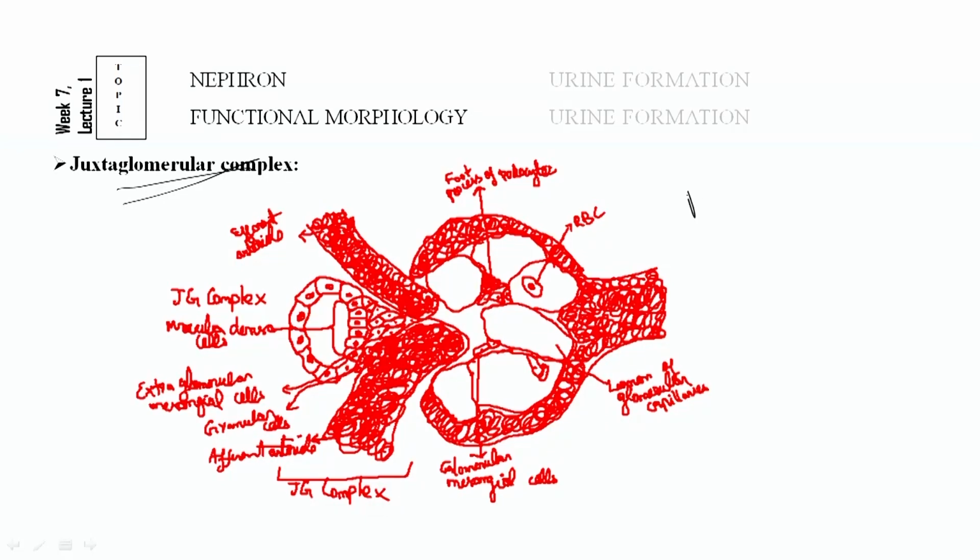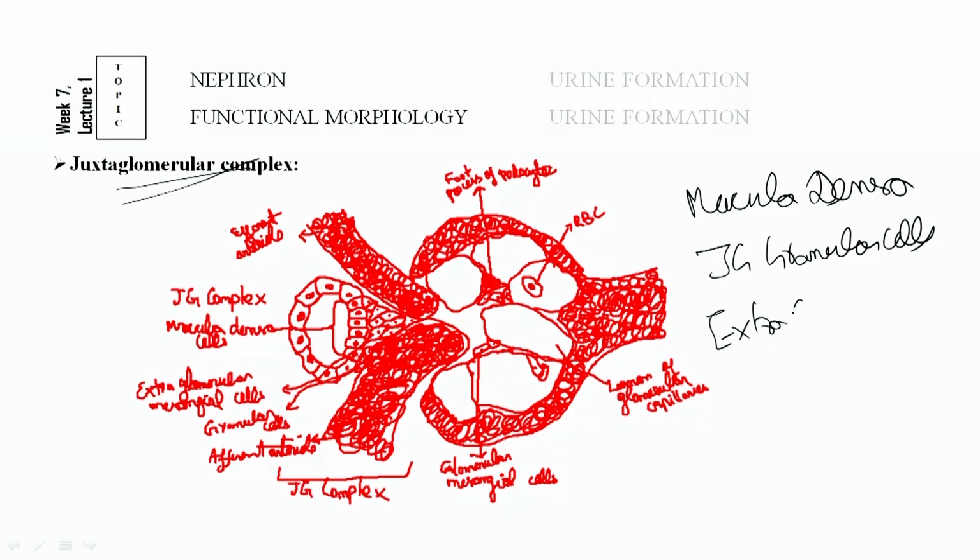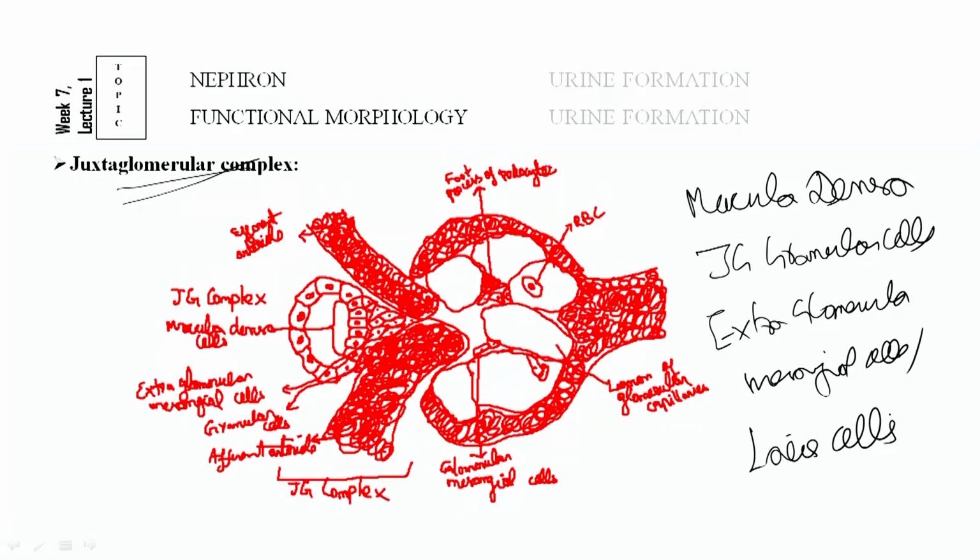So this complex contains three important structures. The first one is the macula densa, the second one is the JG granular cells, and the third one is the extraglomerular mesangial cells. It is also called Lacis cells. So these are the three important structures involved in the juxtaglomerular complex. Let us see how this juxtaglomerular complex is formed.